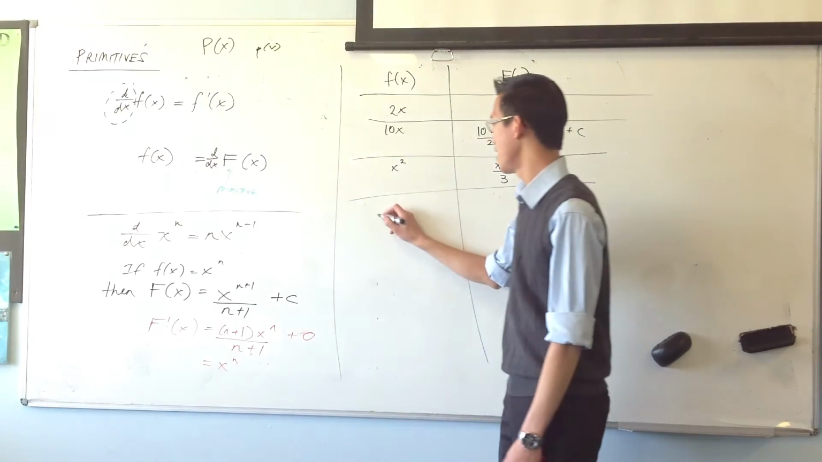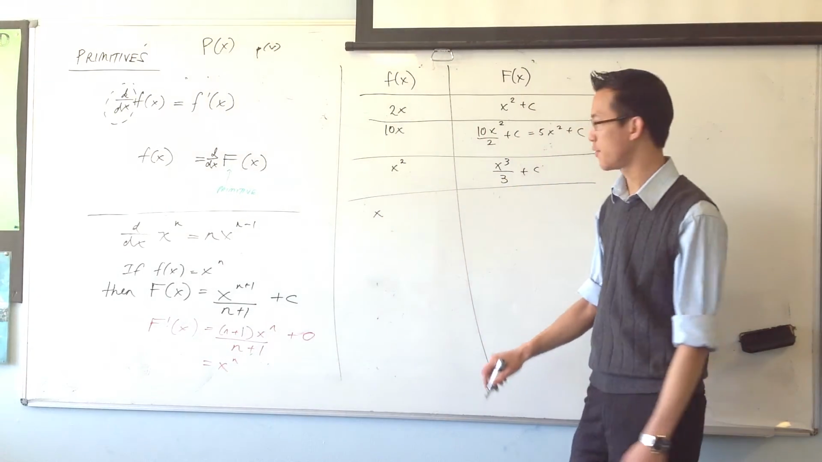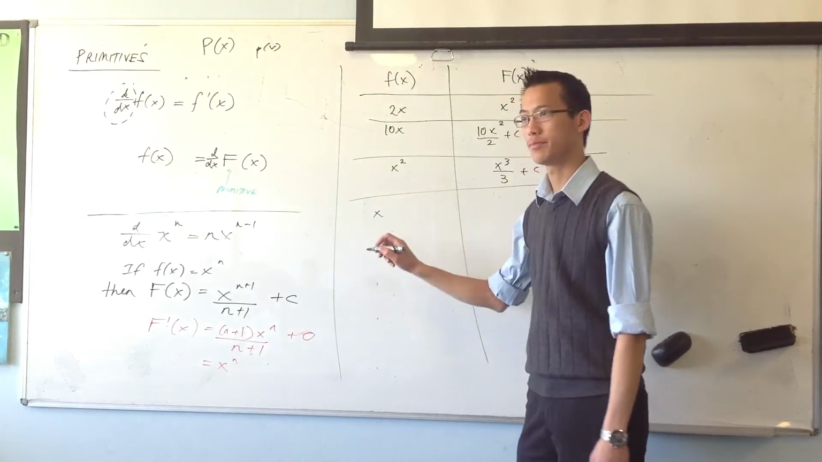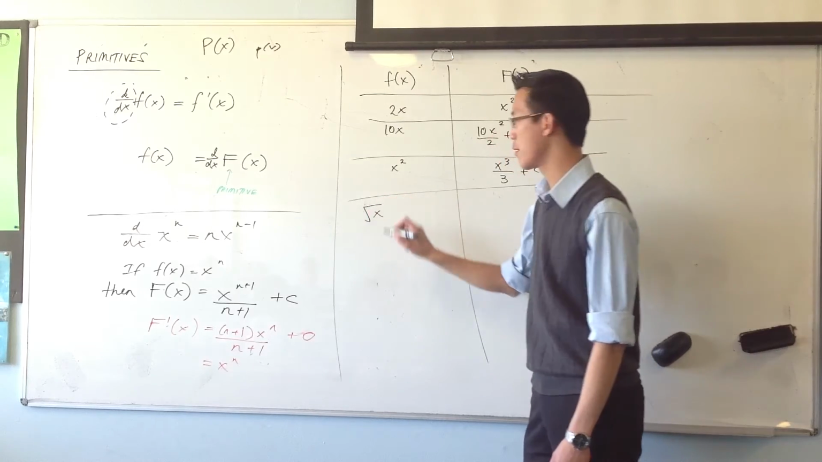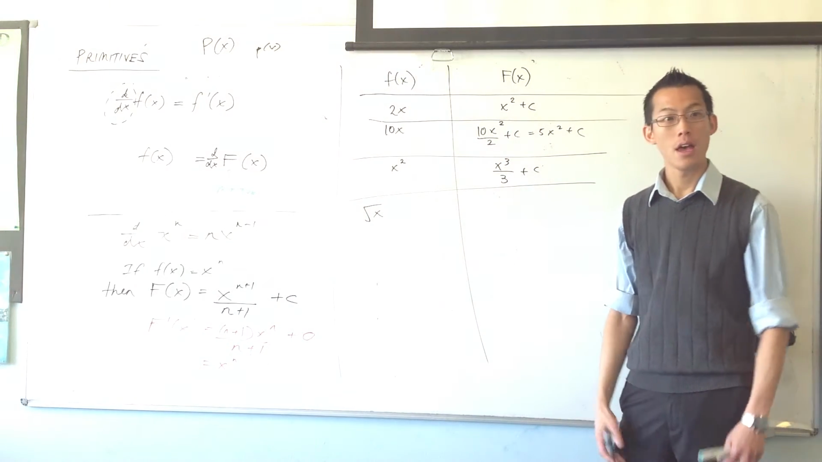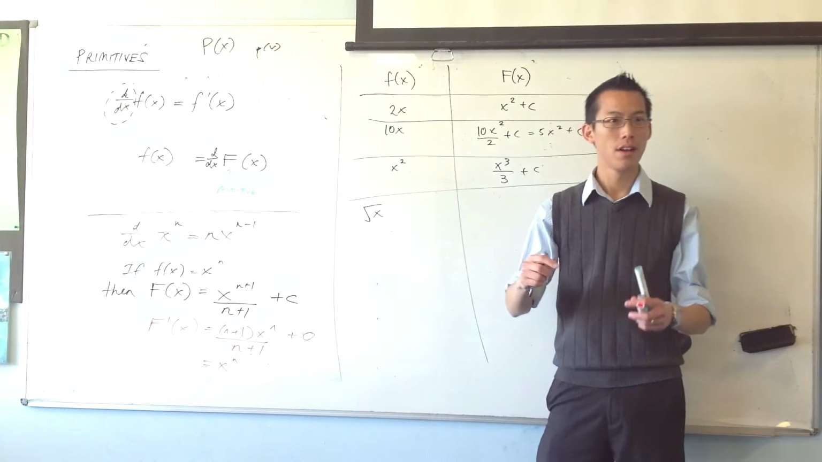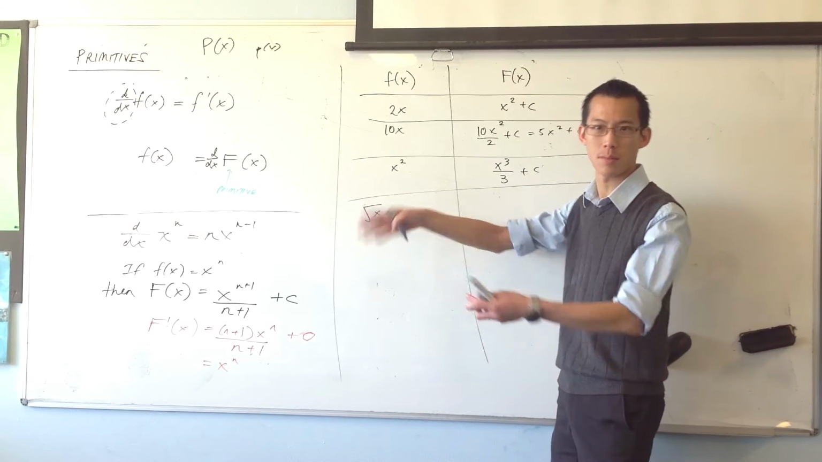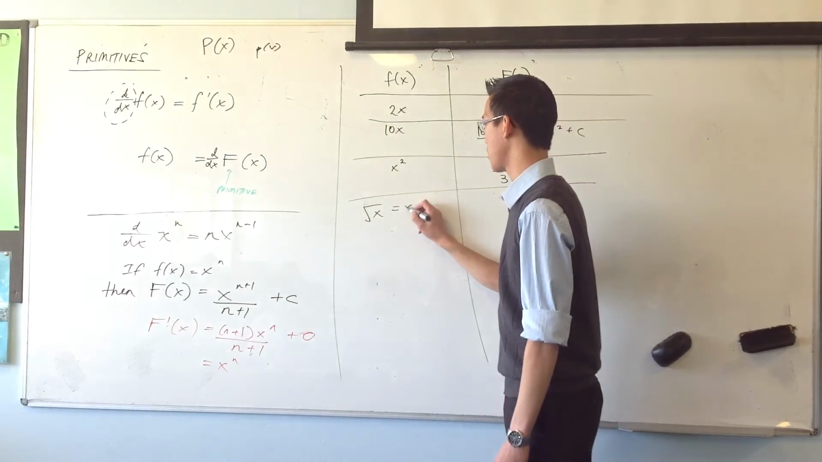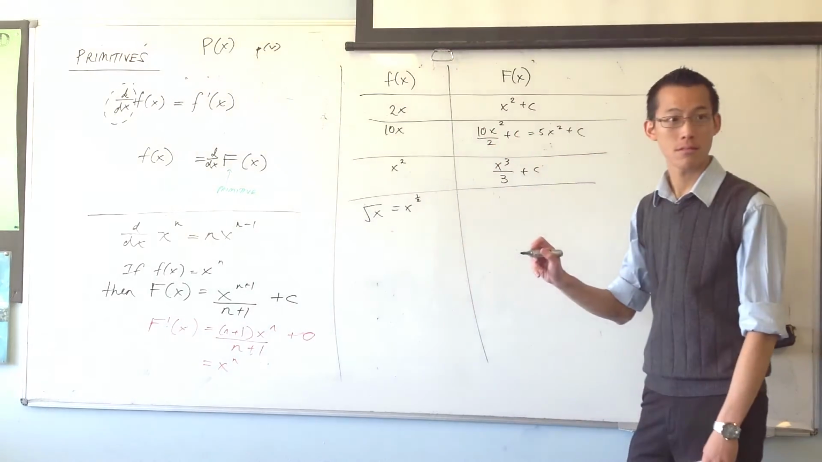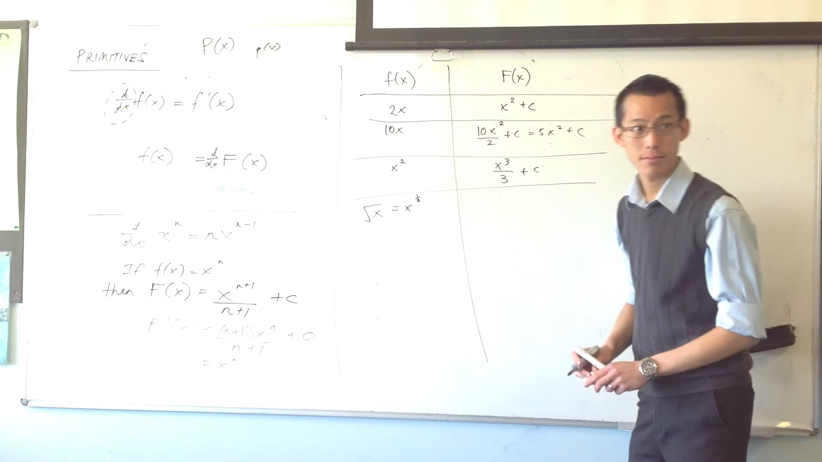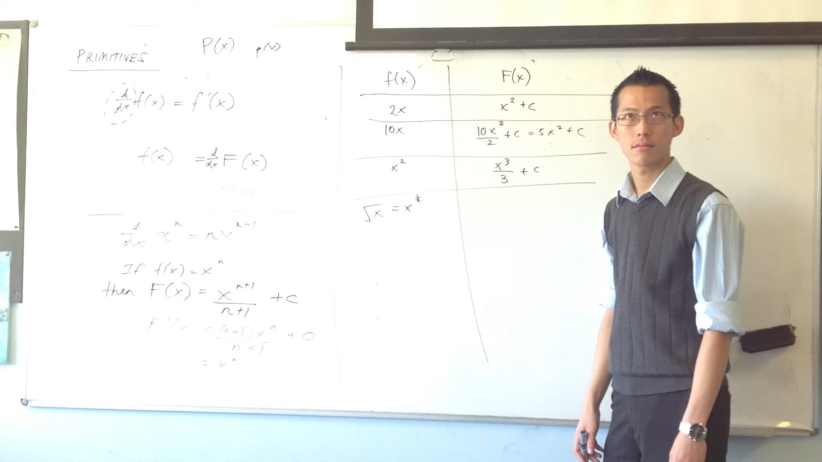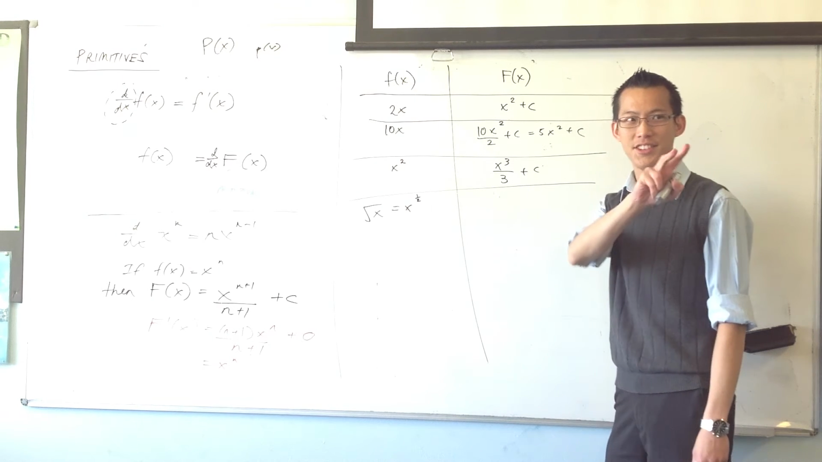How about x to the power of, let's do the square root of x. Now, because we're trying to think in terms of, just like with differentiation, if you saw this, you'd want to put it in terms of something to the power of something. So this is x to the power of a half. Can we turn it into 3x to the power of 3 on 2, over 2, plus c?